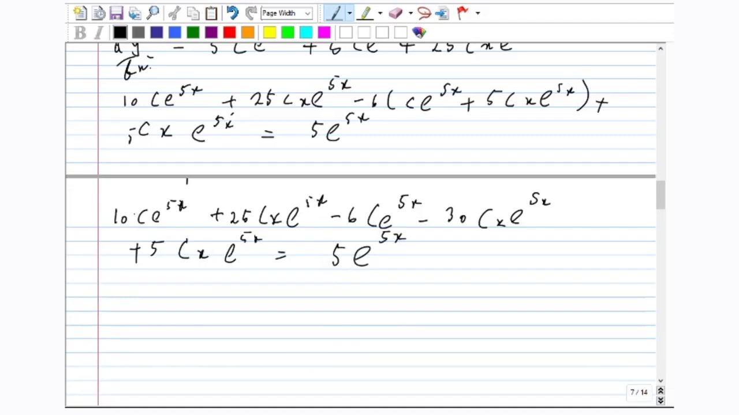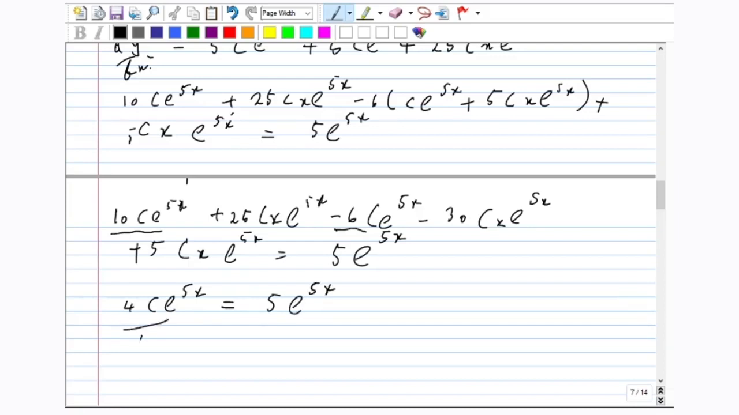Now we add the like terms. We have this one, which is 10c e to the exponent 5x. We have this one as well, which is minus 6 e to the exponent 5x. So this is going to give us 4c e to the exponent 5x. Then we have 25cx e to the exponent 5x, then we have 30cx e to the exponent 5x. If we add this 25 and 5, we are going to get 30, which is going to be subtracted here. So now that one is gone.